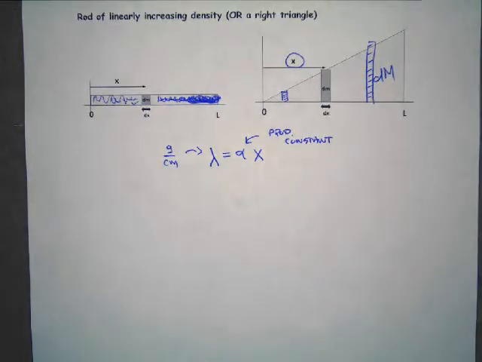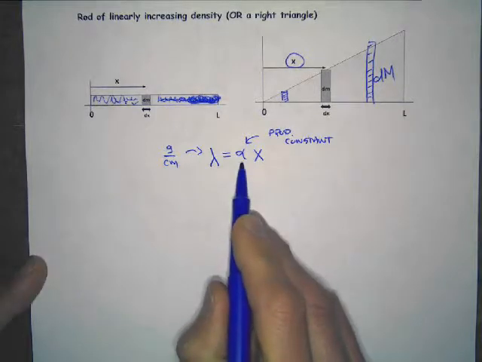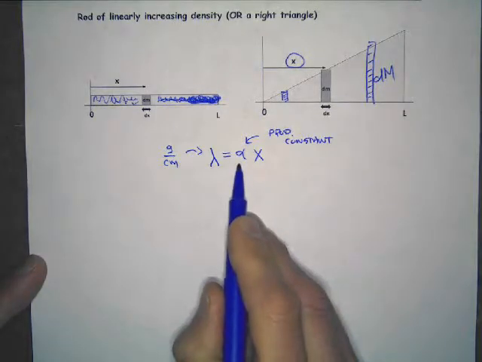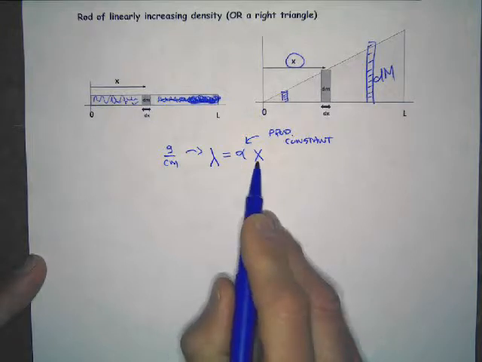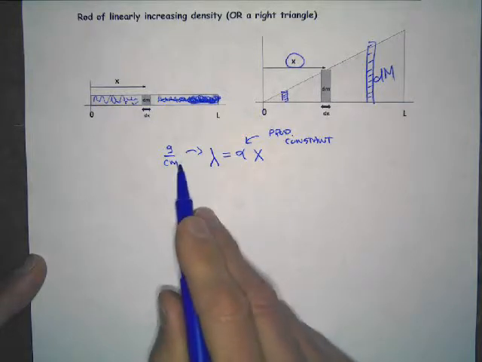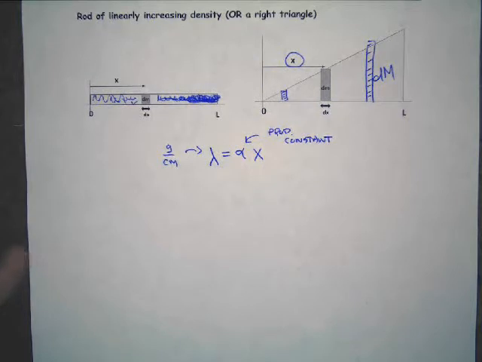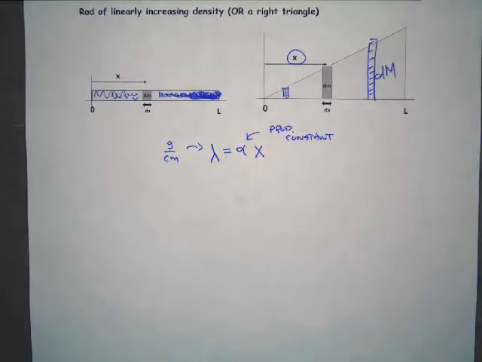I'll leave it to you to think about what units alpha should have in order for this to work. If I take alpha and multiply it by meters, I should be left with grams per centimeter. I'll leave that as an exercise for you to figure out. All right, so that is our situation.